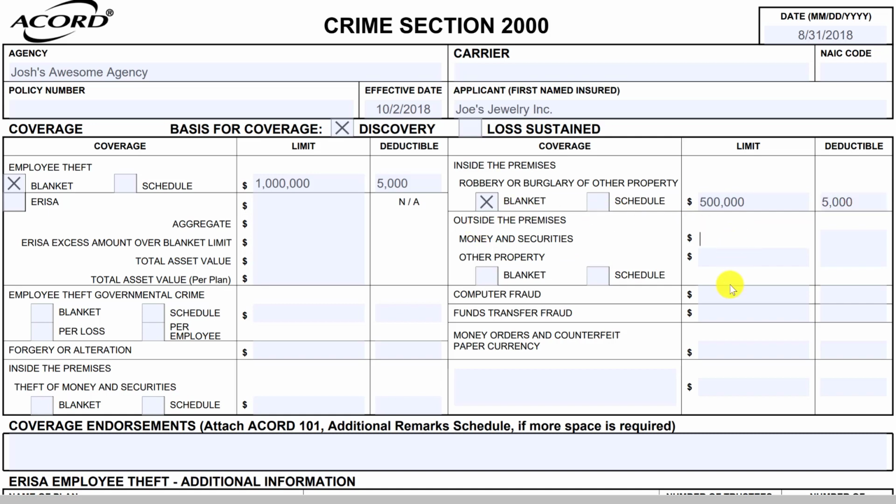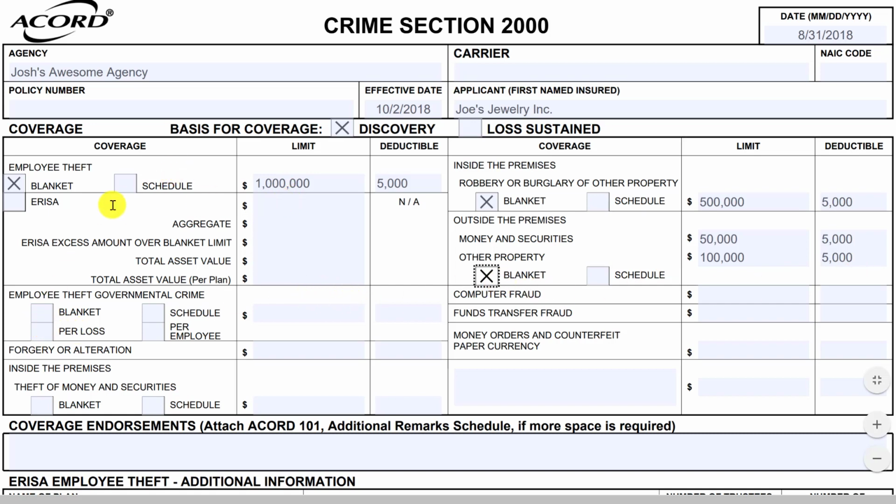Okay, so money and security outside the premises, let's just say $50,000 outside, and we'll do a deductible here again of $5,000. I'm just keeping the deductible the same. This varies widely by carrier. Okay, and then other properties, we'll just do another $100,000, with a deductible of $5,000. And again, anytime I get the chance on any other properties, I want to say blanket whenever I can.